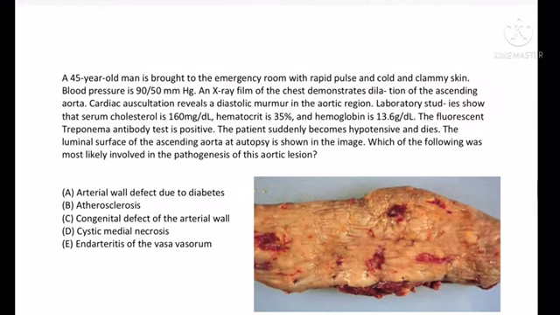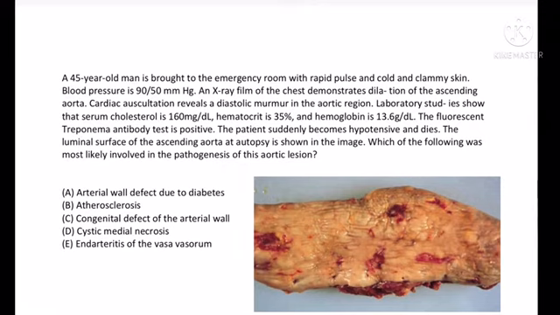A 45-year-old man is brought to the emergency room with a rapid pulse and cold and clammy skin. The blood pressure is 90 by 50 mmHg, and X-ray film of the chest demonstrates dilation of the ascending aorta. Cardiac auscultation reveals a diastolic murmur in the aortic region. Laboratory studies show that the serum cholesterol is 160, hematocrit is 35%, and hemoglobin is 13.6. The fluorescent treponemal antibody test is positive. The patient suddenly became hypotensive and dies. The luminal surface of the ascending aorta at autopsy is shown in this image. Which of the following was most likely involved in the pathogenesis of this aortic lesion?